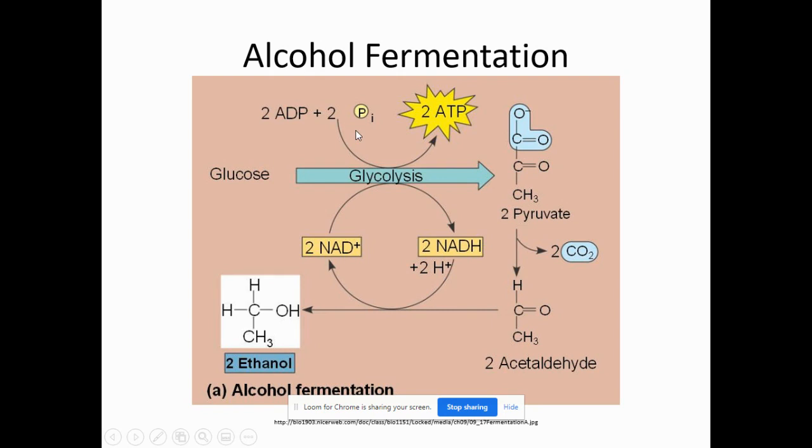All right, so again, here you go. A little bit of ATP is made, not nearly as much as in aerobic respiration, and then basically you have NADH being oxidized to produce NAD again, so you can run glycolysis. So the major byproduct of alcohol fermentation is ethanol.